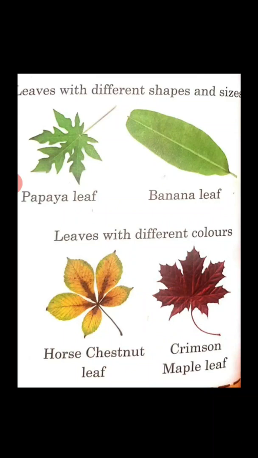Talking about the colors of the leaves, the horse chestnut leaf is yellow in color, while the crimson maple leaf is maroon in color. Most of the plants have green leaves, but there are some plants which have red, yellow and purple leaves also. The leaves also change color according to the seasons. Also, the texture of the leaf varies. The texture, the way in which it feels to the touch, varies from leaf to leaf. Some might be smooth, some might be shiny, some might be rough, some might be hairy.